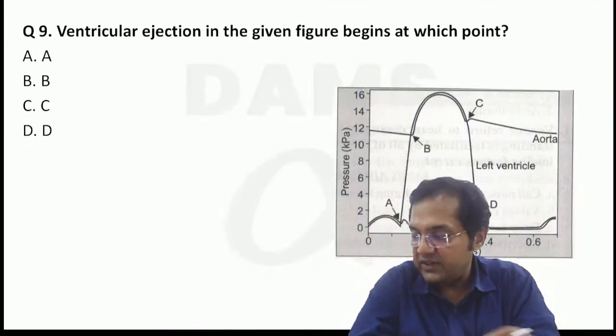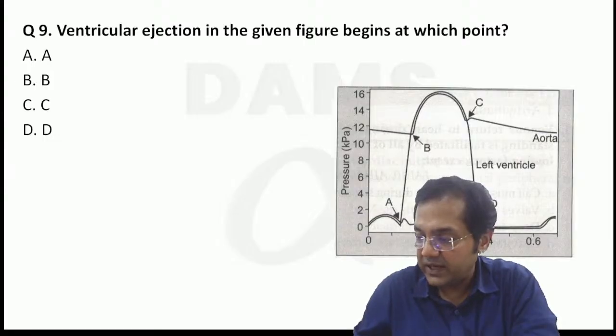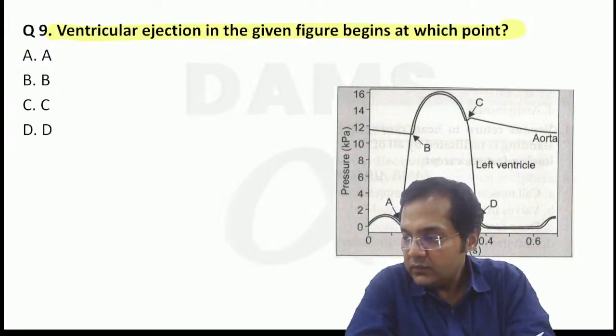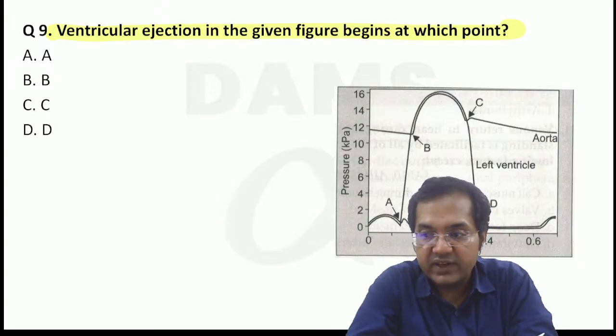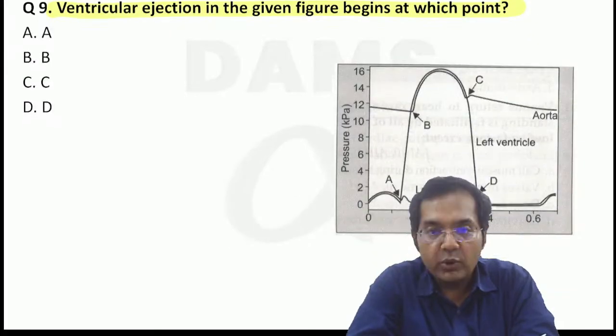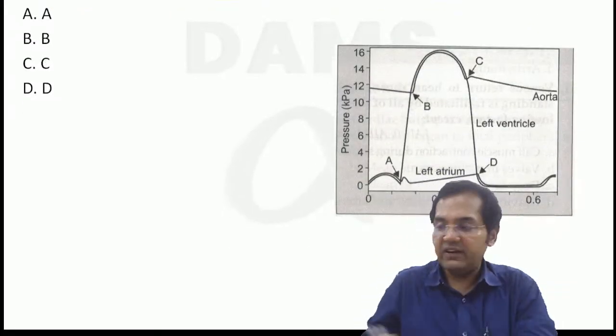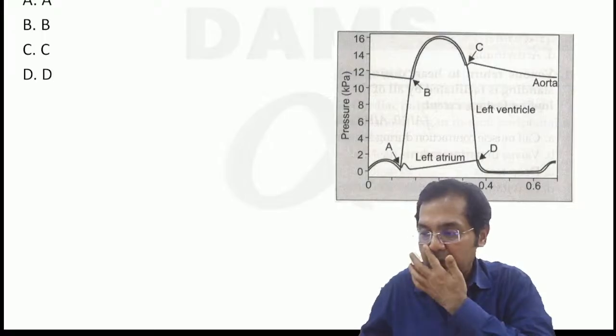Ventricular ejection in the given figure, question number 9, begins at which point? Yes, Anshita, peripheral is hypoxia. Ventricular ejection in the given figure begins at which point? Look at the figure carefully, everyone. And I have some other questions also to ask you all.